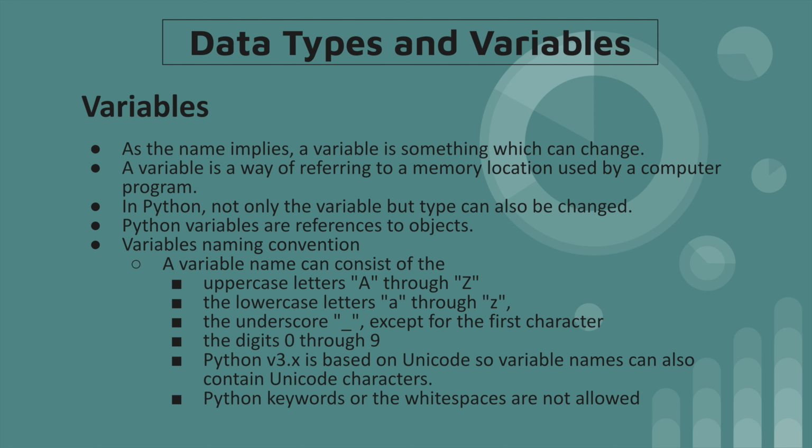In this video, we will talk about Python data types and variables. So, what are variables? As the name implies, a variable is something which can change, or it is a way of referring to a memory location which is used by computer programs. So, if we have to store some data, then we define variables.